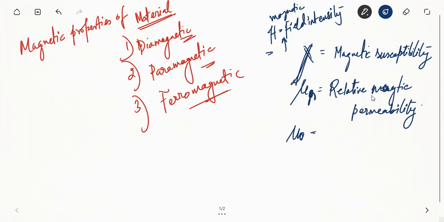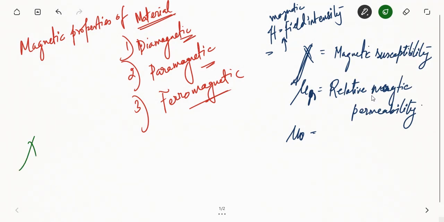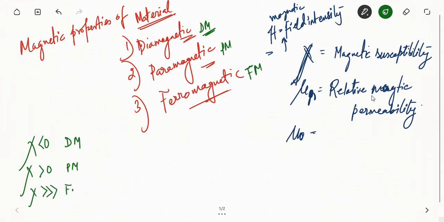What is the relation between these parameters? How to define this? Greater than, less than. Suppose we call it chi, the magnetic susceptibility. The magnetic susceptibility is less than 0 for diamagnetic material. Short form: paramagnetic PM, ferromagnetic FM. Chi is greater than 0 for paramagnetic material, and chi is much greater than 0 for ferromagnetic material. That's very important.